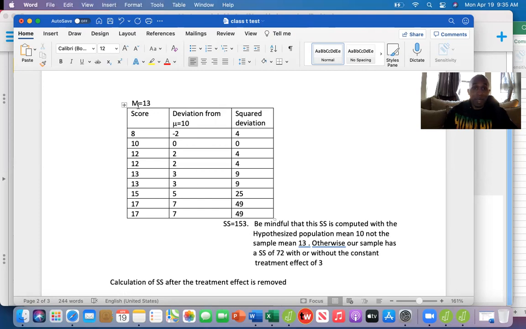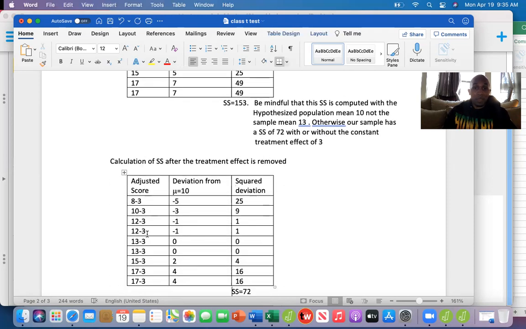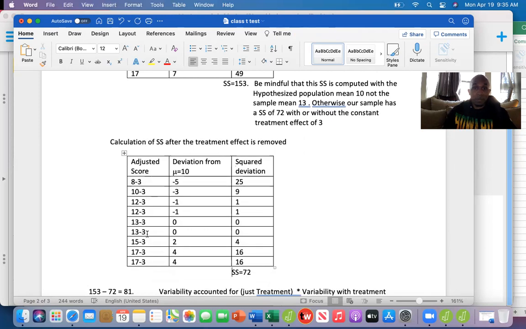If we were to subtract the sample mean from all of these scores, we would find ourselves with a sum of squares of 72, which is actually the sum of squares when you remove the treatment effect from all of these scores. So removing the treatment effect of 3, remember we have hypothesized population mean 10, sample mean 13. So let's subtract that treatment effect from each score, then compute the sum of squares with this treatment effect removed.